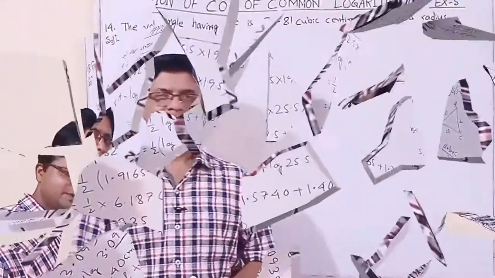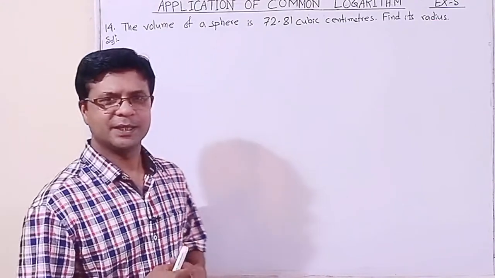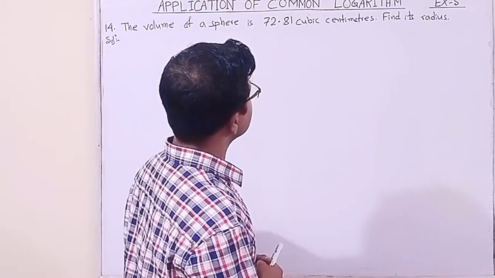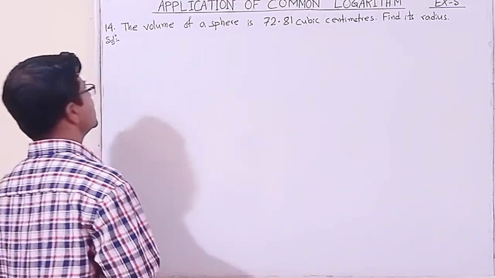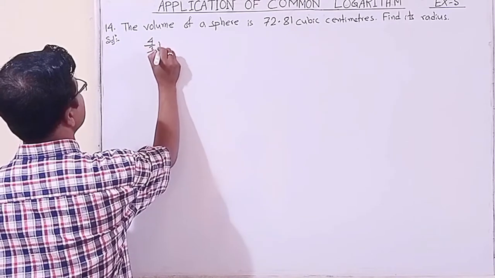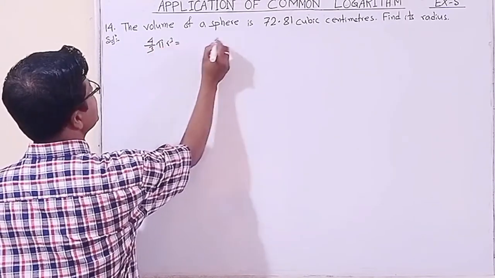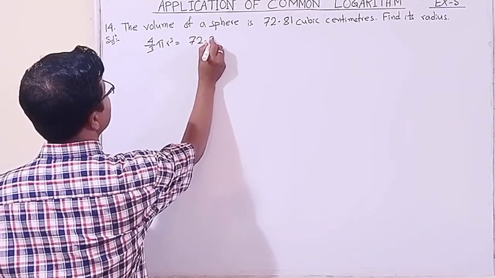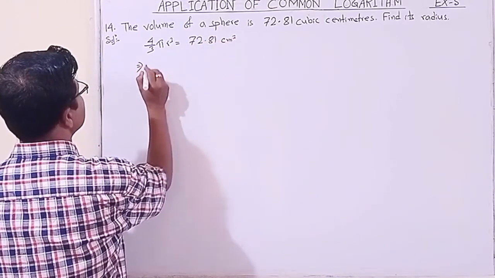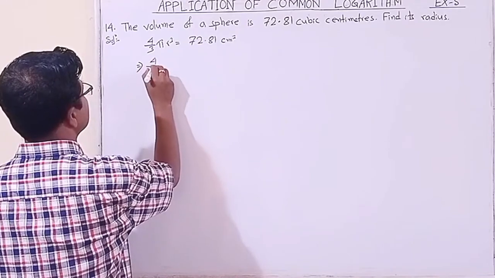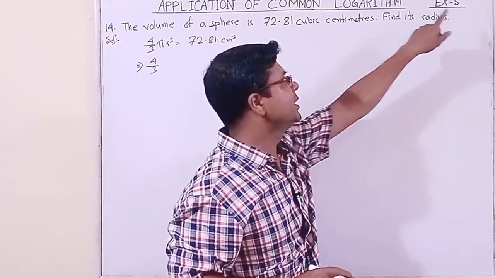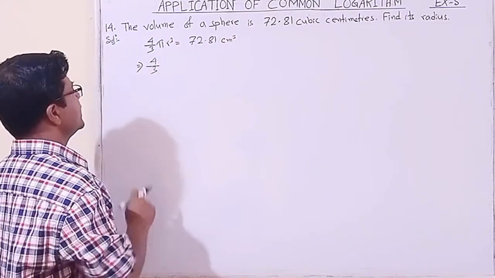Have you understood? Dear student, now we have taken question number 14. Let us read the question. The volume of a sphere is 72.81 cubic centimeters. Find its radius. We know that the volume of a sphere is given by 4/3 pi r cube, isn't it? It is 72.81 centimeter cube. So here let us put the value. What do we have to find here? We have to find r, the radius.